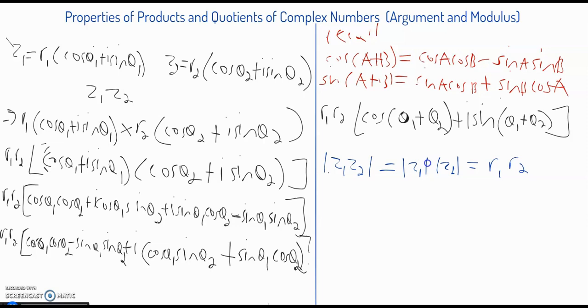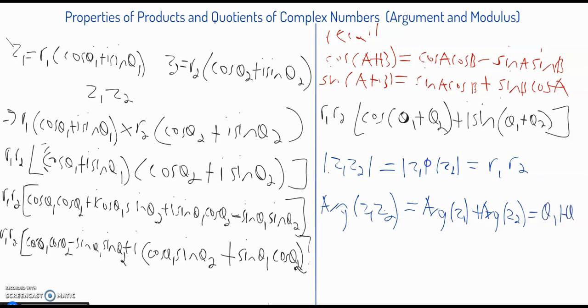What does that mean? If I take the modulus of the product of two complex numbers, I can take the modulus individually, and then I find the product of those two moduli. Likewise for the argument. When I want the argument of Z1 times Z2, what I simply do, and if you notice it's theta 1 plus theta 2, is the argument of Z1 plus the argument of Z2, which is simply equal to theta 1 plus theta 2.